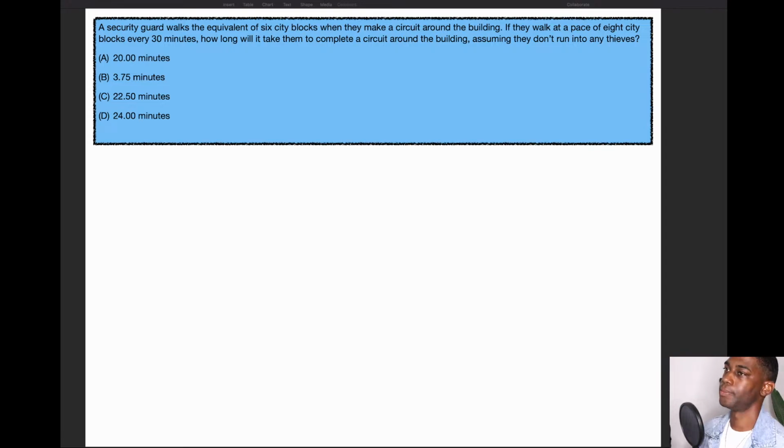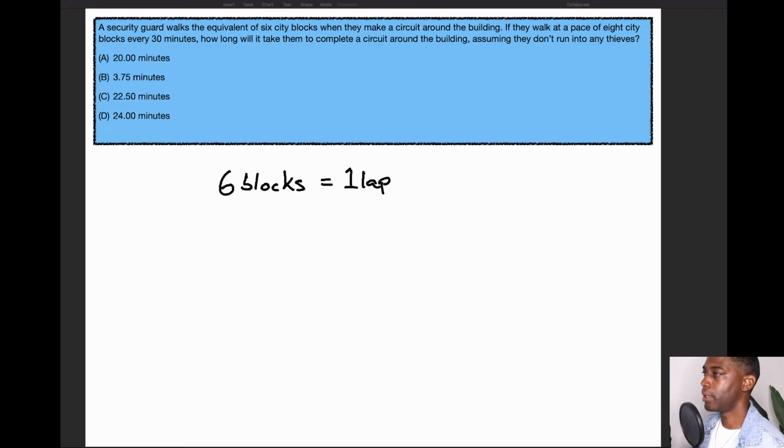So what do we know? We know that this security guard walks 6 blocks around the building. So we know that 6 blocks is equivalent to 1 lap around the building. Fair to say? Okay. Let me clean that up. All right, so we know that 6 city blocks is equivalent to 1 lap around the building. All right, that's fair. What else do we know?